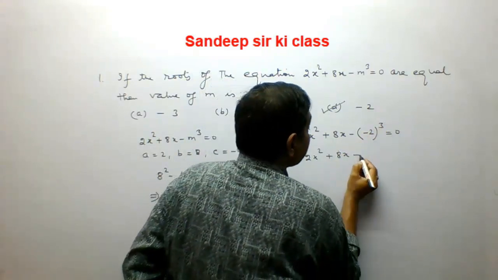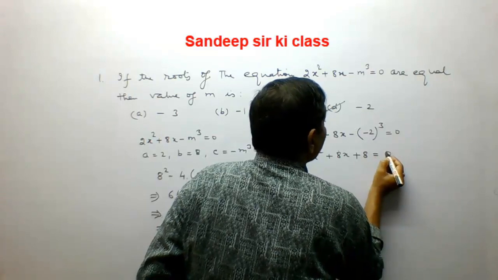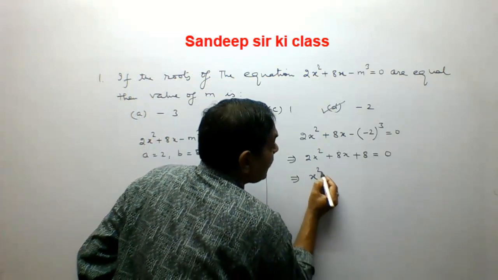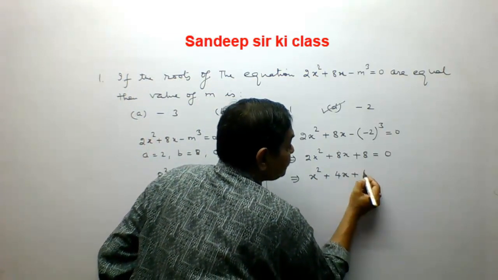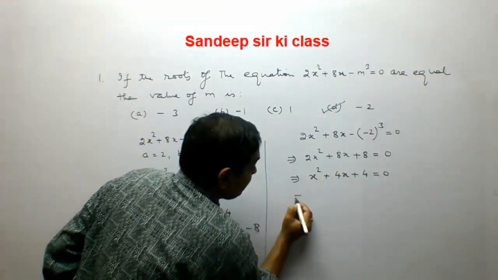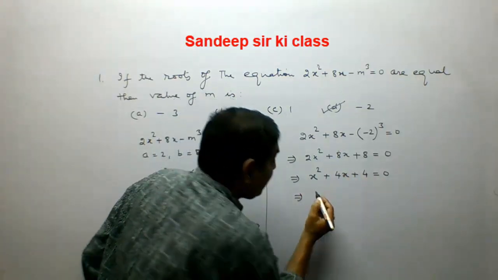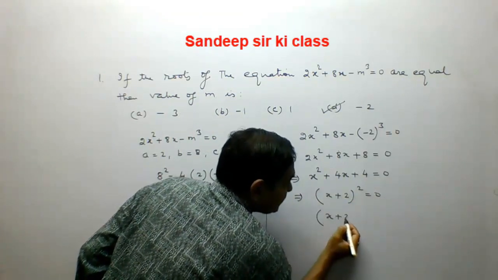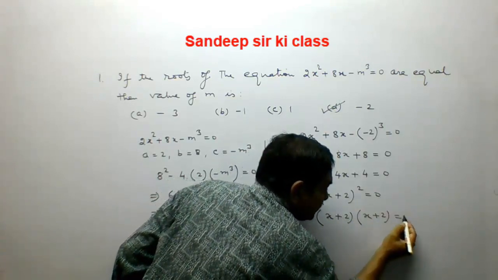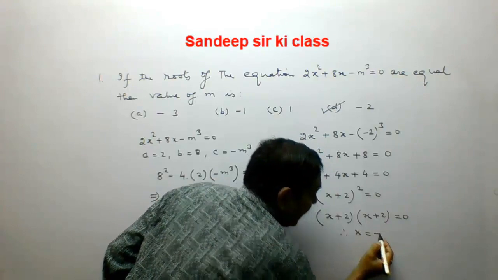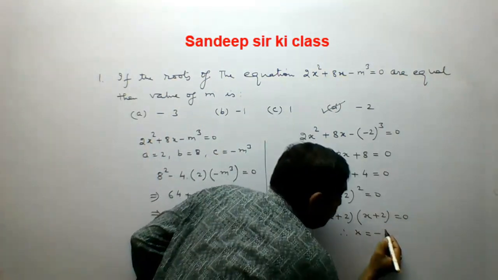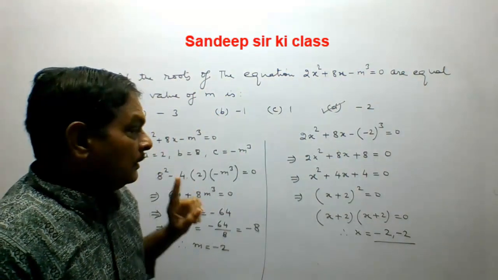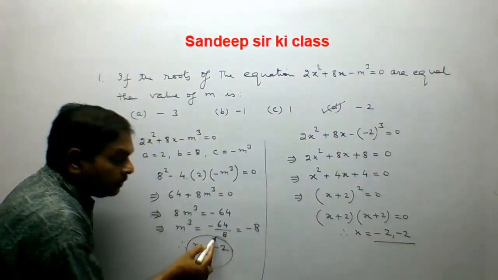This gives us 2x square plus 8x minus 2 cube is minus 8. So it will be plus 8. This is equal to 0. Divide the whole equation by 2, which gives us x square plus 4x plus 4. This is equal to 0, which gives us, this is x plus 2 whole square. X plus 2 whole square, this is equal to 0, means x plus 2 into x plus 2, this is equal to 0. That is x has two values which are minus 2 and minus 2. That is both the roots of the equation are equal. So value of m should be minus 2.